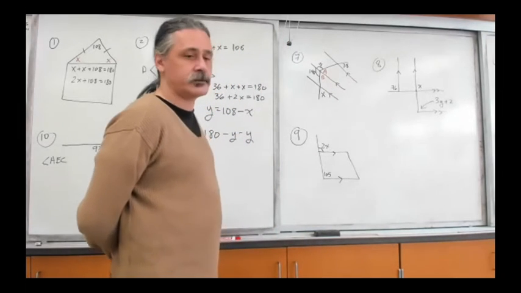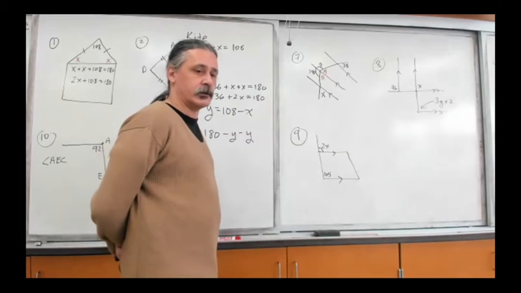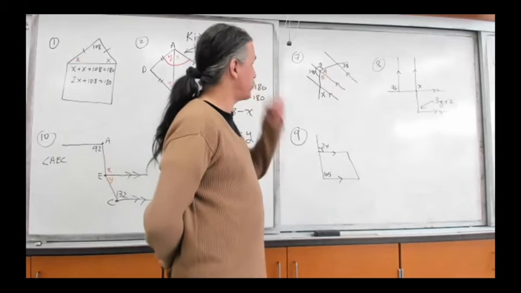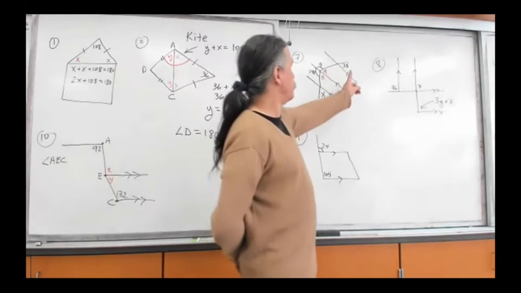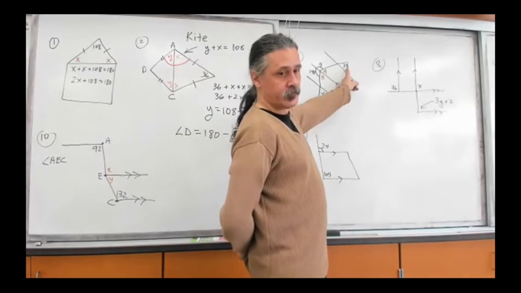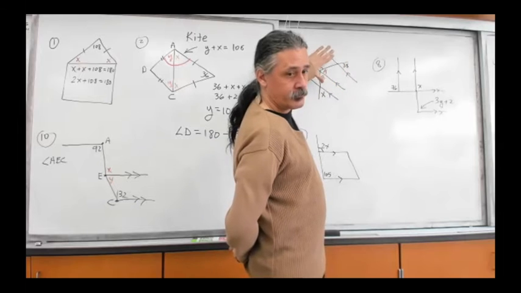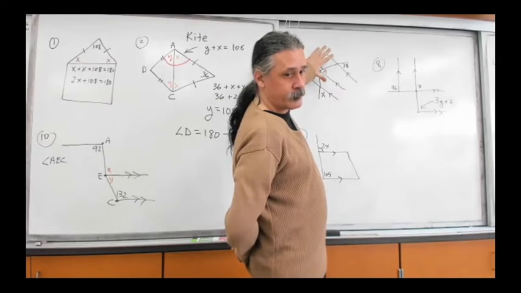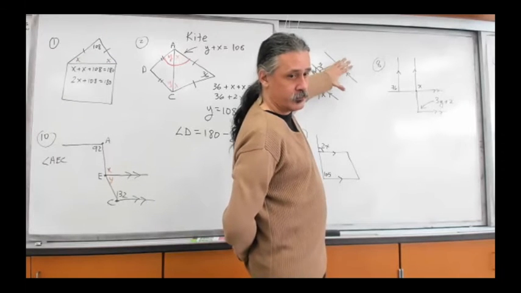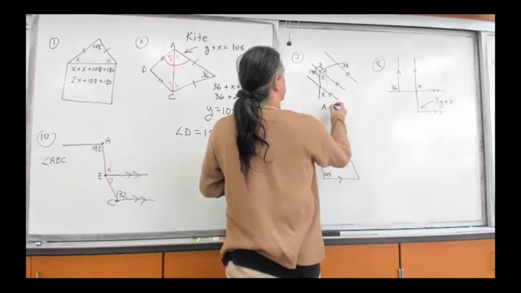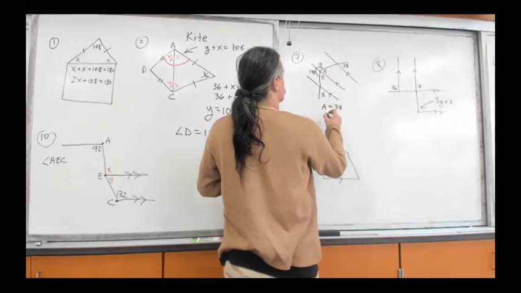Now the key to this problem is the parallel line transversal geometry. That's the key. If you notice the 38 and the angle I labeled A, those are corresponding. They're both above a parallel line and they're both below that transversal. So the angle I labeled A is equal to 38 because those are corresponding.